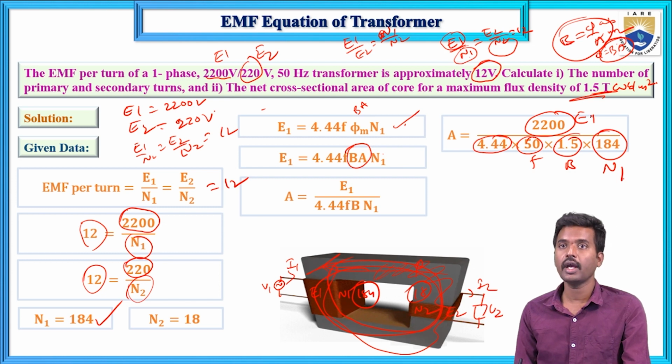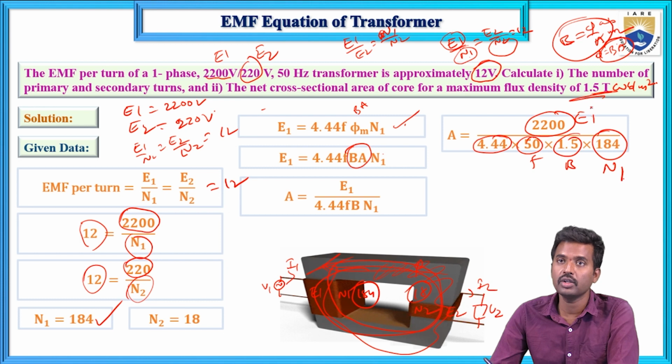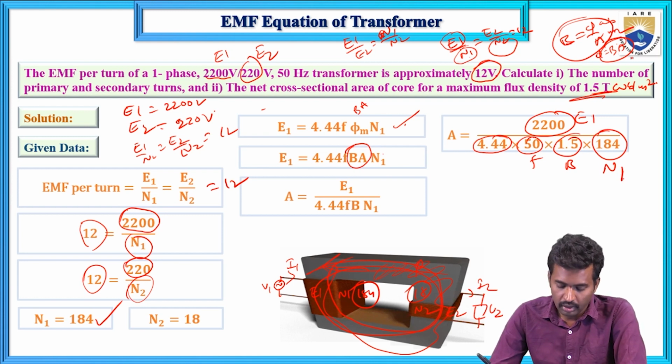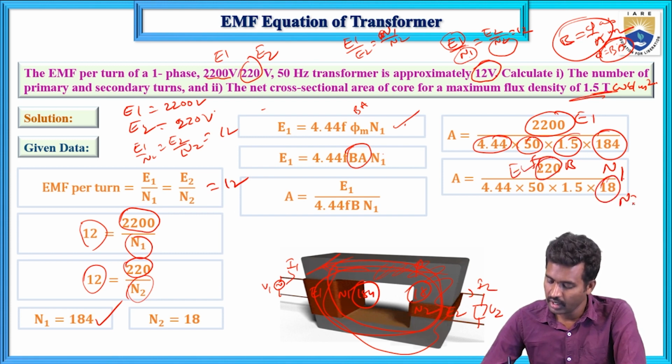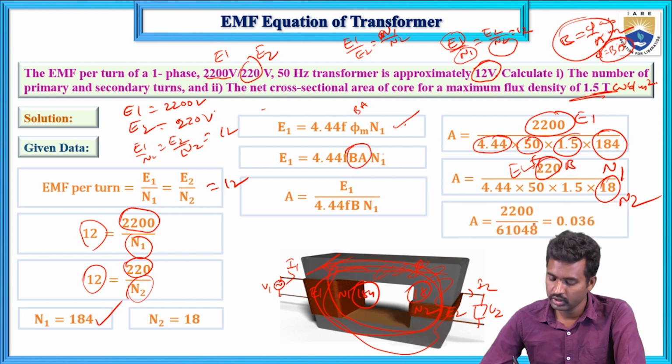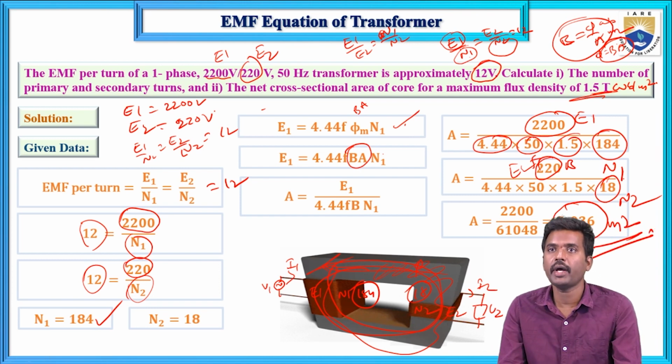If you take here E2 and N2, E1 and E2 you can replace with E2, and E1 and N1 you can replace with E2 and N2. Next, this value equals this one. This is E2 and this is N2. Now this value equals 0.036 meter square, the cross sectional area of the magnetic core.